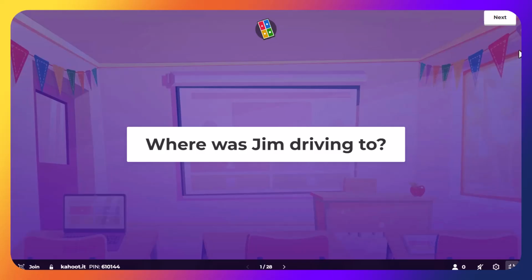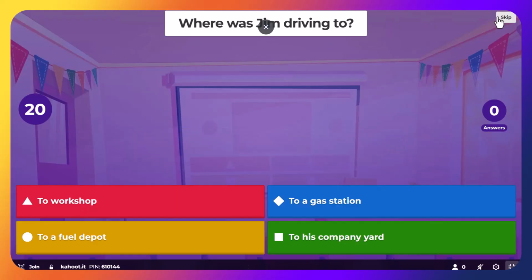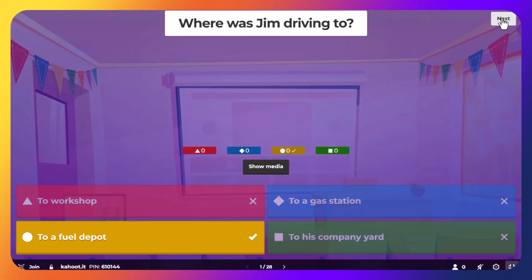Where was Jim driving to? Now this isn't going to come up in the exam, this just gives you a little mental hook into the scenario to help you remember it. So where is Jim driving to? To a fuel depot.